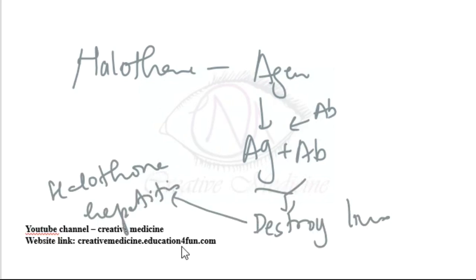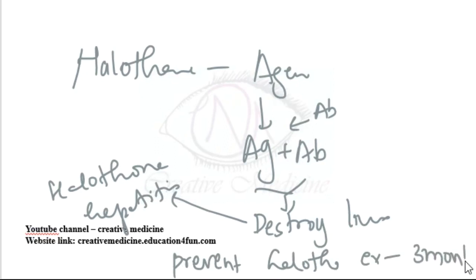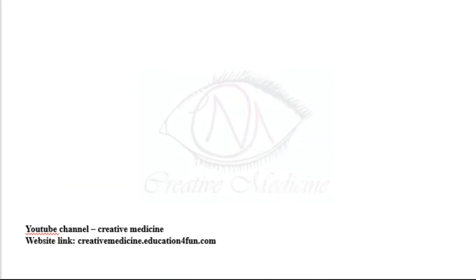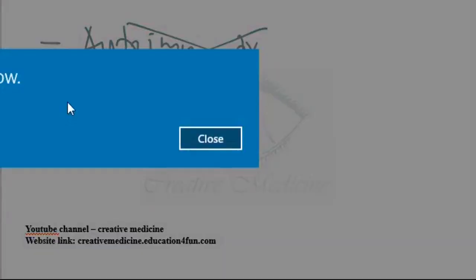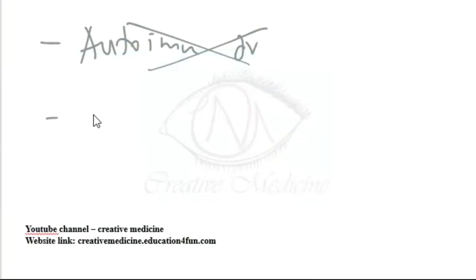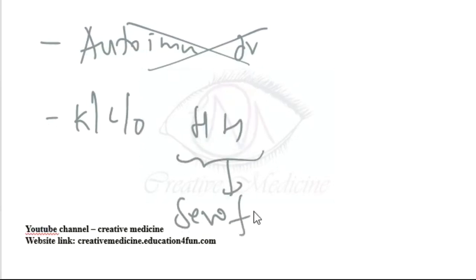Like if you have given halothane today, you should give halothane only after 3 months. There should be at least 3 months interval before using halothane again. Halothane is avoided in autoimmune diseases. In a known case of halothane hepatitis, the inhalational agent of choice is sevoflurane, and this sevoflurane does not produce the TFA, that is trifluoroacetic acid.